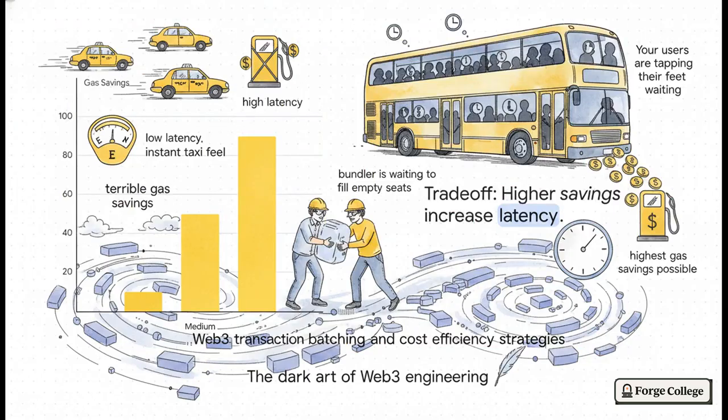So you've got this direct trade-off curve. Small batches give you that low-latency, instant taxi feel, but terrible gas savings. Massive commuter buses give you the highest gas savings possible, but high latency. Your users might literally be tapping their feet waiting for the transaction to confirm just because the bundler is waiting to fill empty seats. Balancing this trade-off is honestly the dark art of Web3 engineering.